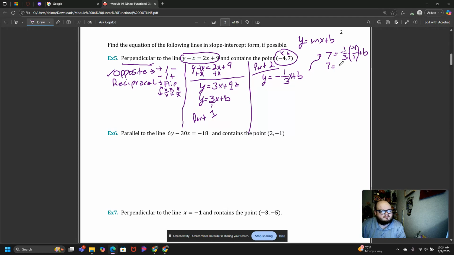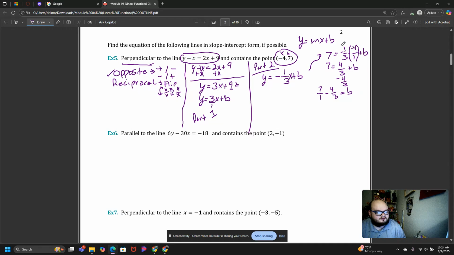Negative 1 times negative 4 is positive 4. 3 times 1 is 3, plus b. Okay, we need to subtract that, so this is going to be an adventure. Okay, but we've got this. So we're going to have 7 over 1 minus 4/3 is equal to b.